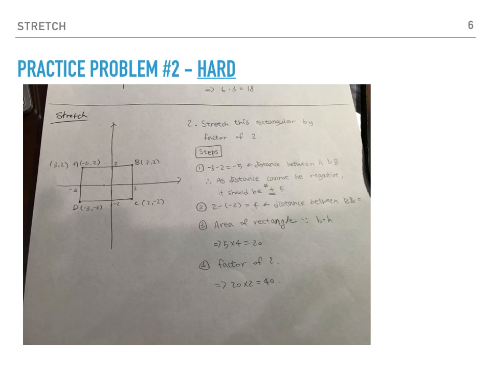Okay, this is the harder of the two problems, and I only say it's harder because we add another side. Ooh, tricky. Stretch the rectangle by a factor of 2. First off, we're going to use the distance between two of the corners, if you want to call them that. Distance cannot be negative, so this is very important to know.